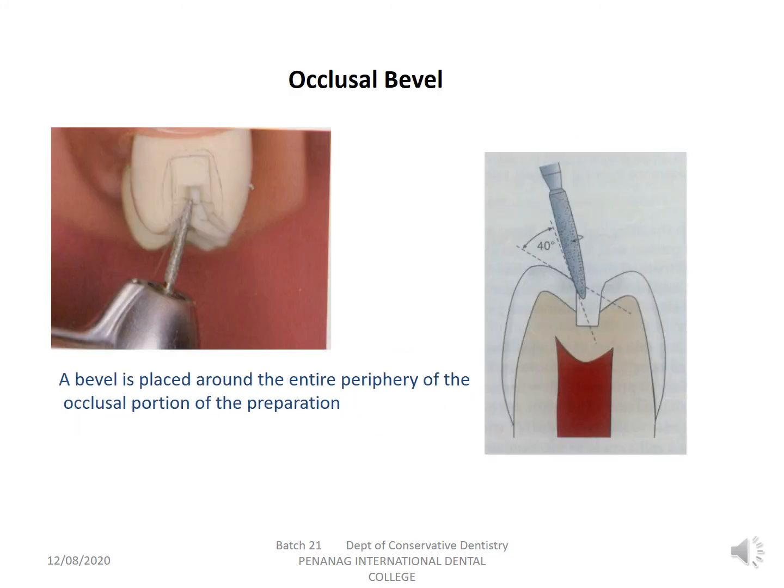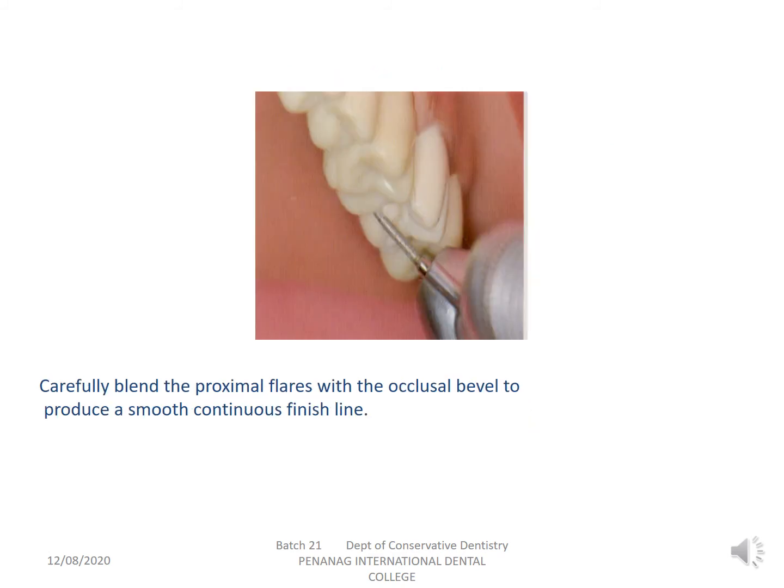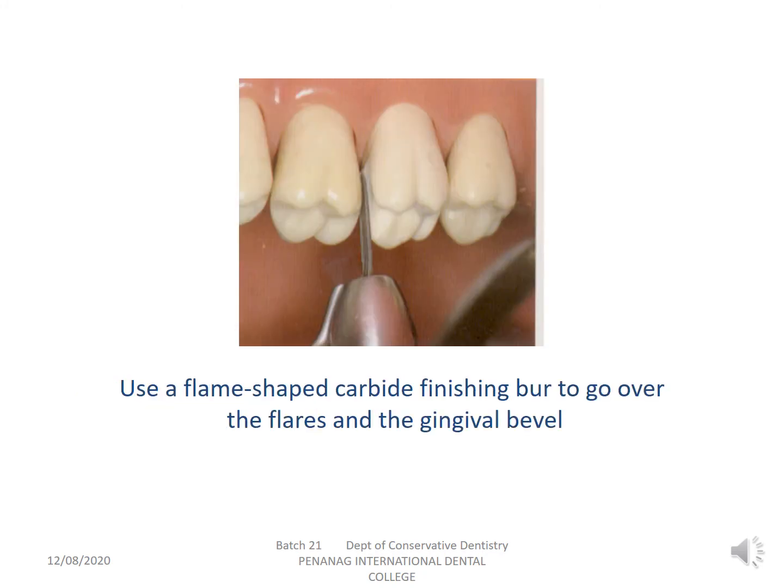After that, we move on slowly to give the occlusal bevels. The occlusal bevel is given again with the 8862 diamond with the tip of the instrument placed at the cavosurface margin on the occlusal aspect. This provides for a 40 degrees marginal metal which can be burnished after the restoration has been placed. Carefully now blend the proximal flares with the occlusal bevels to produce a smooth continuous finish line.